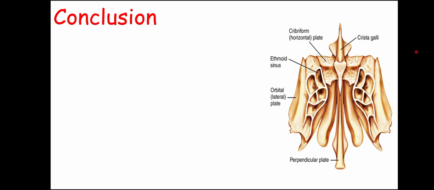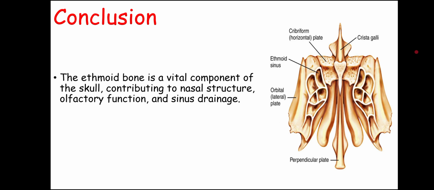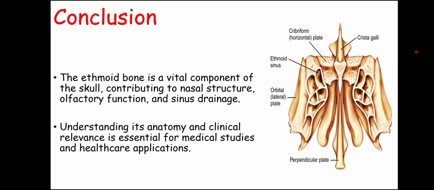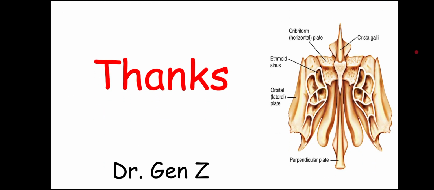We talk about the ethmoid bone. We know ethmoid bone is a vital component of the skull, contributing to the nasal structure, olfactory function, and sinus drainage. Understanding its anatomy and clinical relevance is essential for medical studies and healthcare application. So this was all about ethmoid bone.